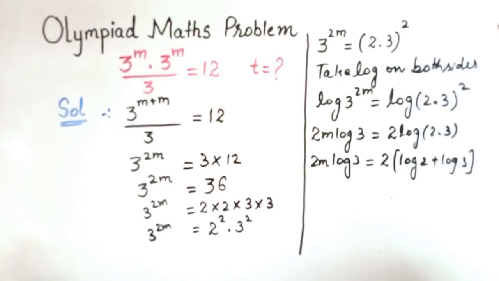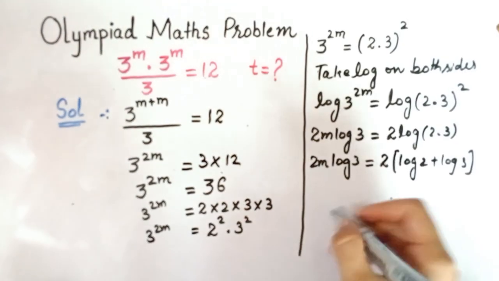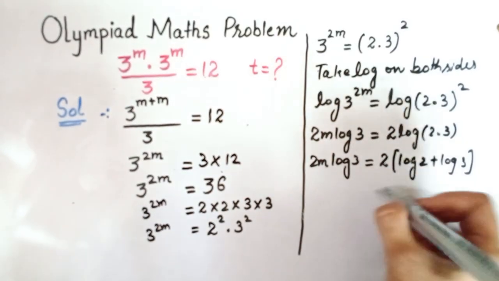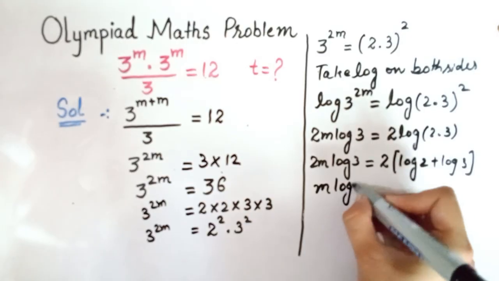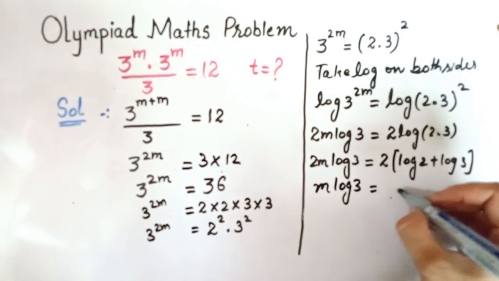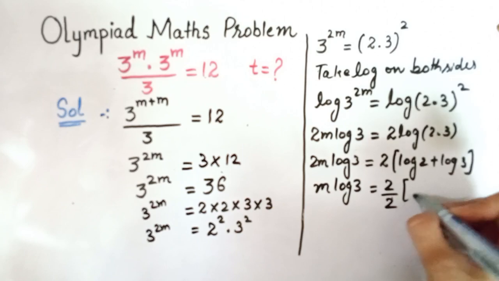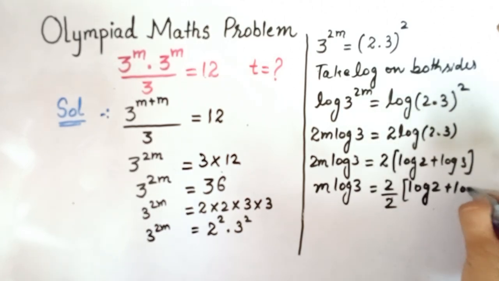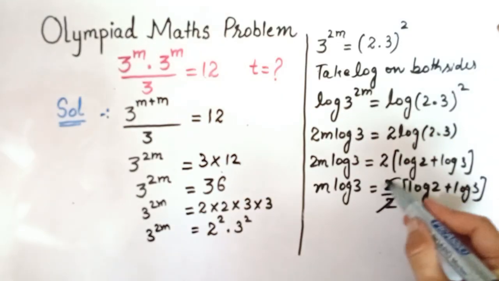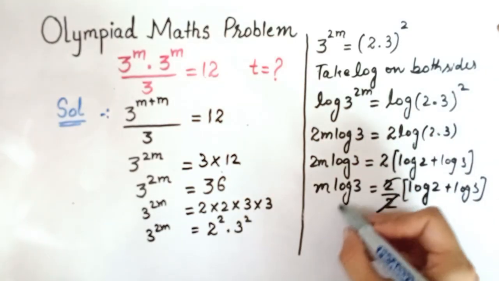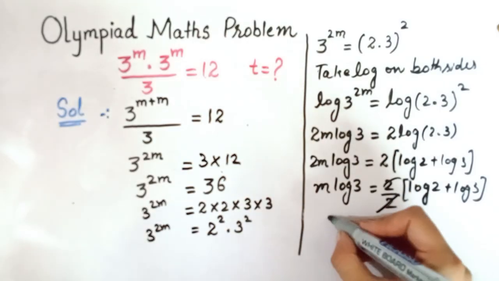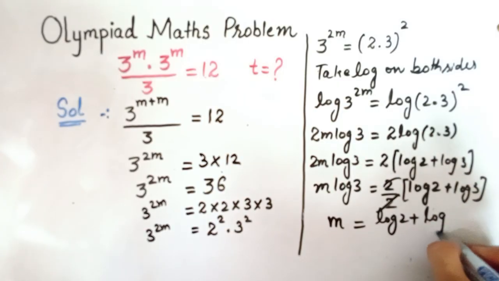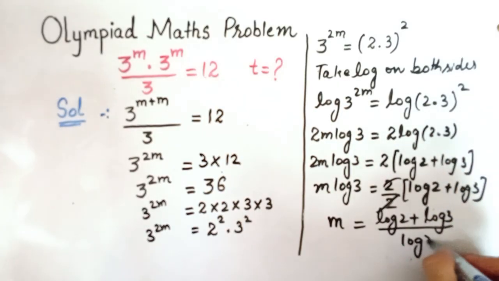So we have this as, here this 2 is multiplied, it will be divided, so we get m log of 3, that equals 2 by 2, and then log of 2 plus log of 3. So this 2 and 2 are cancelled out, and this log 3 is multiplied here, it will divide it, so we get m equals log of 2 plus log of 3 divided by log of 3.